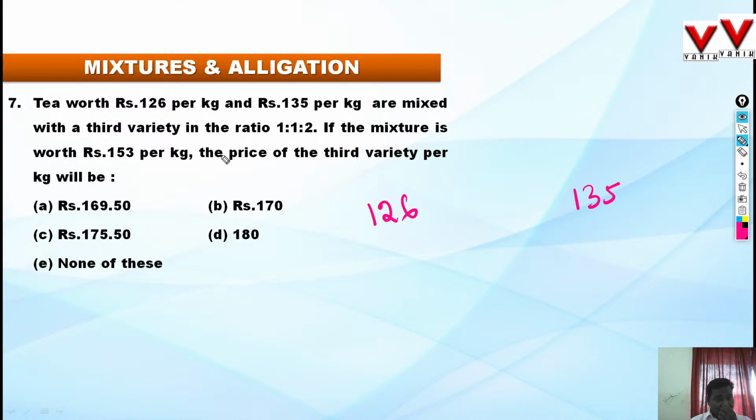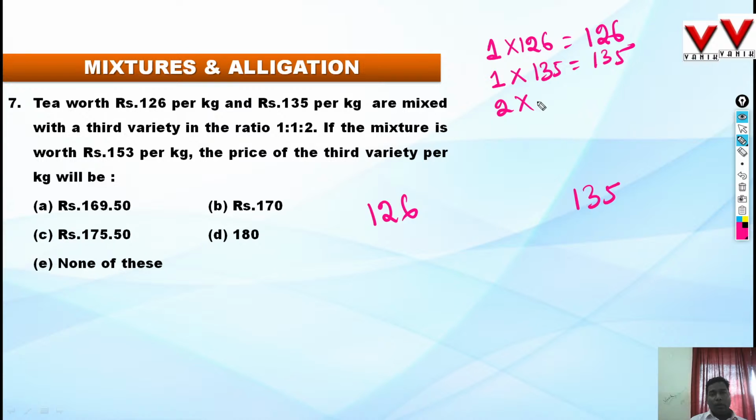Suppose he purchased 1 kg at 126 rupees. That means he spent 126 rupees. Then another variety he purchased 1 kg, that price is 135 rupees. But we don't know the third, 2 kg at x each, which is 2x. The total amount is 261 plus 2x, the total price of the 4 kg.